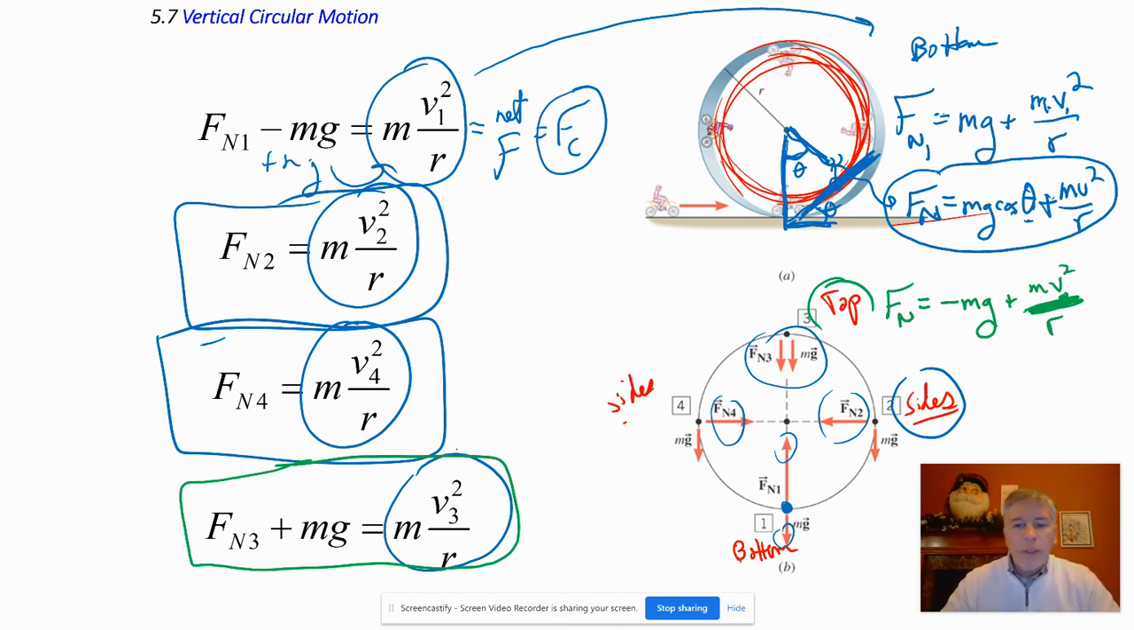The one that's the most interesting is, what is the point? What is the minimum speed needed to stay in the circle?